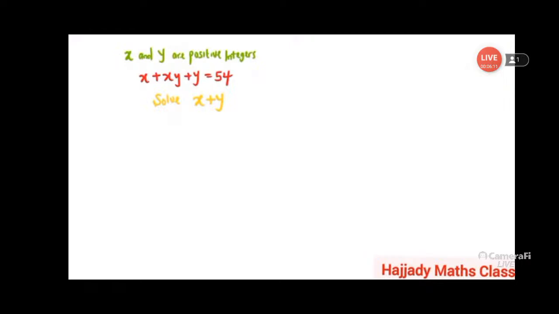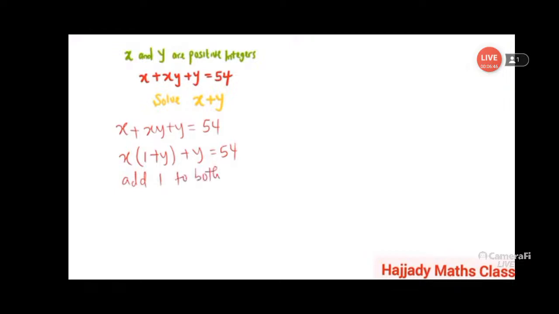From here we should know that this can be written as x plus xy plus y equals 54, which is the given equation. Factorizing out here, we have x into bracket 1 plus y equals 54. And our intention is to find x plus y. So from here, we can add 1 to both sides.